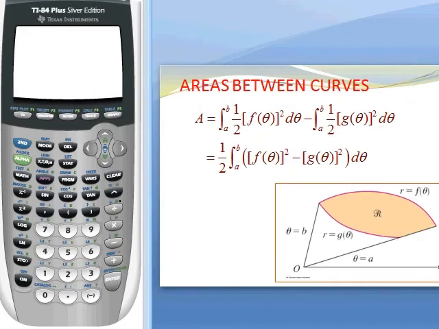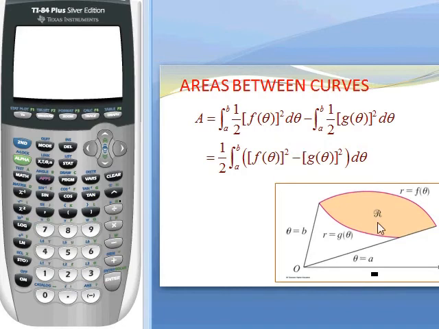Let's say I'm trying to calculate the area enclosed by two curves. For these, you almost always have to find the points of intersection of the two curves. When you do that, you figure out the angles. In this one, it's A, and in this case, it's B. So you're going to integrate from A to B.